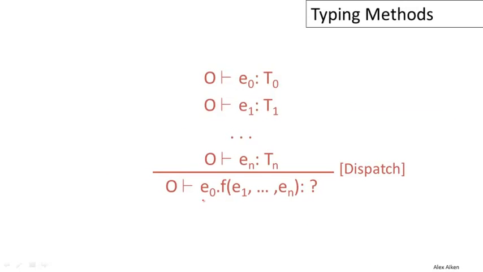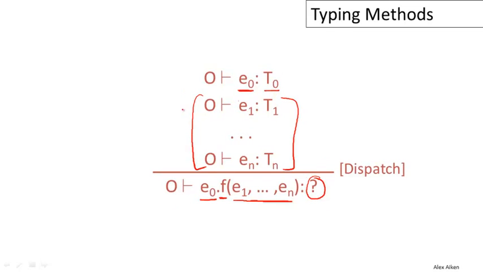Let's say that we have a dispatch on some expression E0 and we're calling some method named f, and we have some arguments E1 through En. Well, clearly we're going to type check E0 and it's going to have some type T0, and similarly we're going to type check all of the arguments and they're going to have some types. And then the question is, what is the return type of this method call? What kind of value do we get back after we call this method?